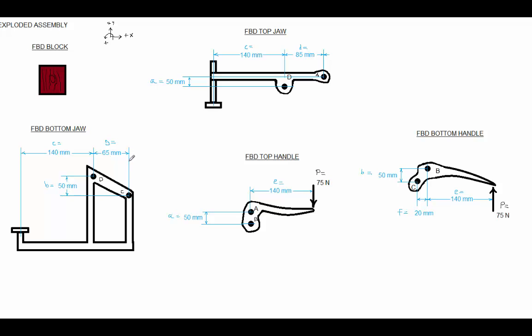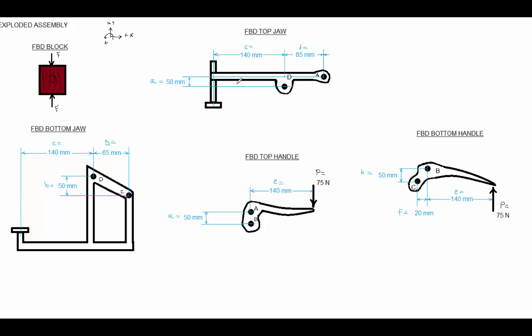Let's start with the block. Because the clamp can only provide vertical forces on the block, it ends up being a two-force member. There's one force going down and one force going up. They are collinear, have equal magnitudes, and opposite senses.